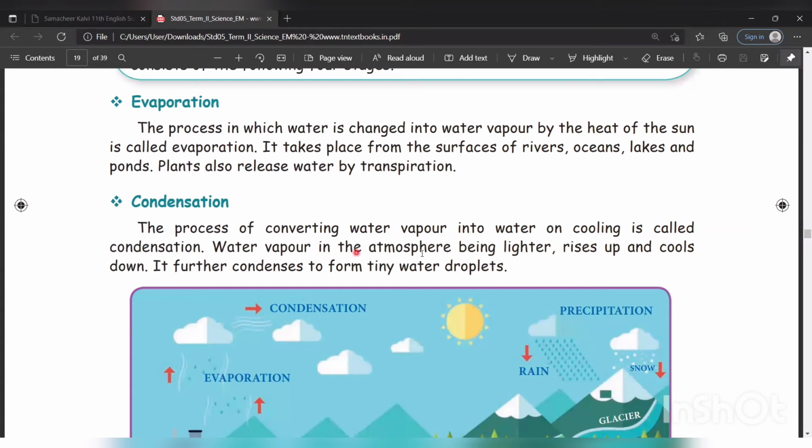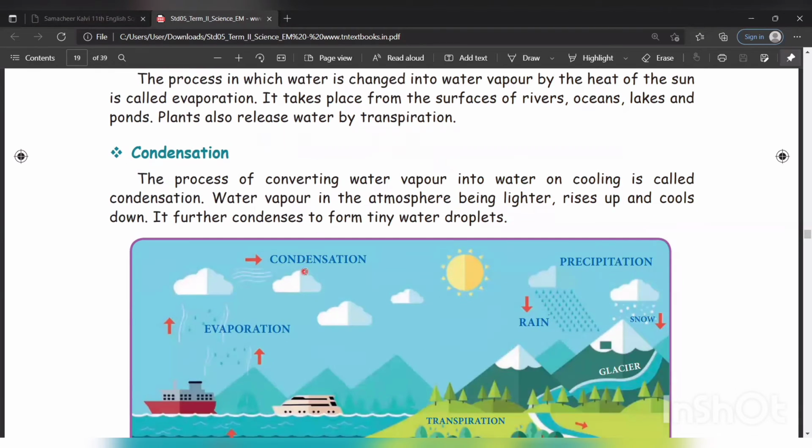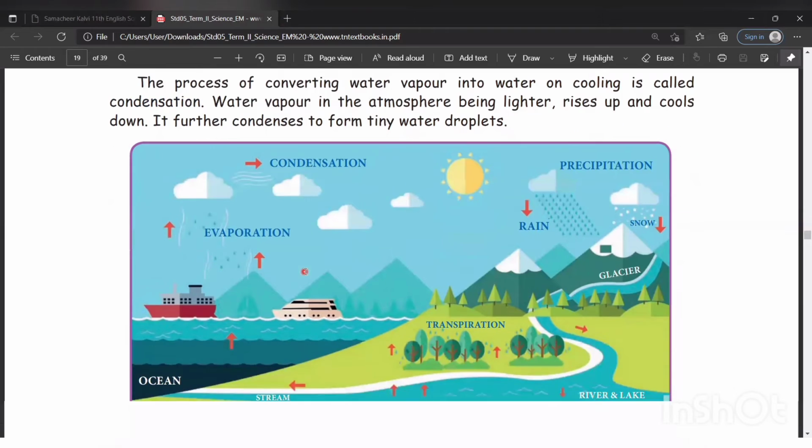Water vapor in the atmosphere, being lighter, rises up and cools down. It further condenses to form tiny water droplets. So the water vapor combines with the atmosphere, cools down, and forms water droplets. This process is called condensation. Changing of water vapor into water on cooling is called condensation.